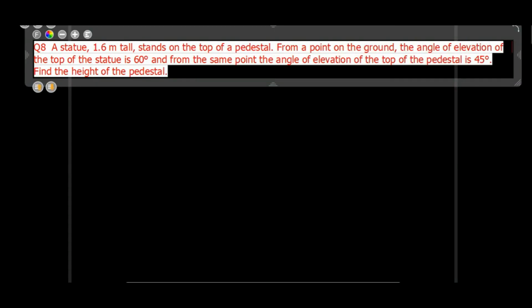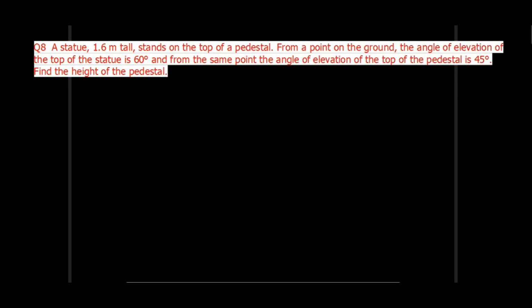Now question number 8 is the same as question number 7. Question number 8 says a statue 1.6 meter tall stands on the top of a pedestal. From a point on the ground, the angle of elevation of the top of the statue is 60 degrees, and from the same point the angle of elevation of the top of the pedestal is 45 degrees. Find the height of the pedestal.